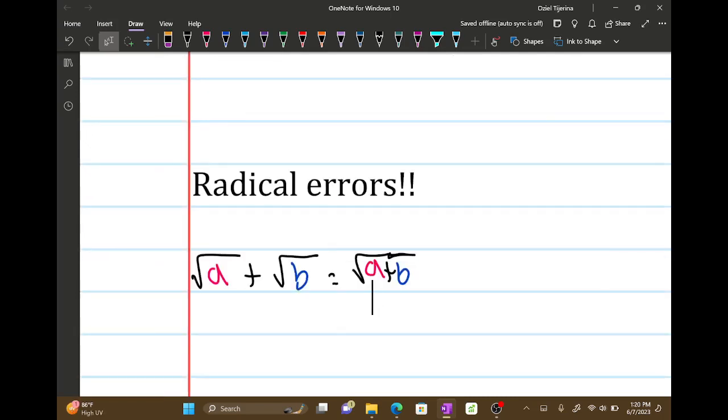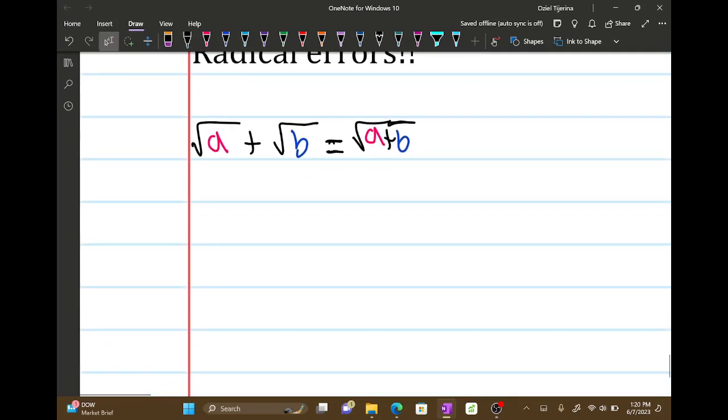Okay, this is yet another error, guys. This is so common. A lot of students tend to think that because two radicals are being added, you literally have to just add the numbers and make it into one radical. No. I'm gonna give you guys an example.